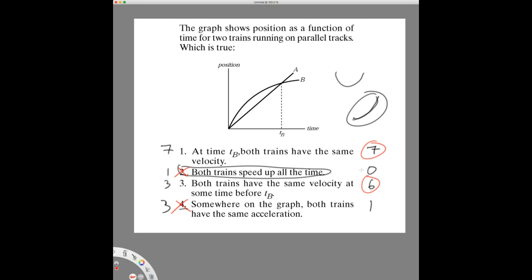Okay, how about someone for option 3? Tell me why option 3 is right. Chandler.